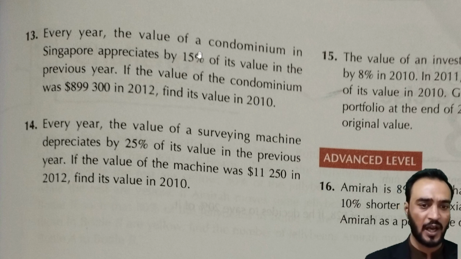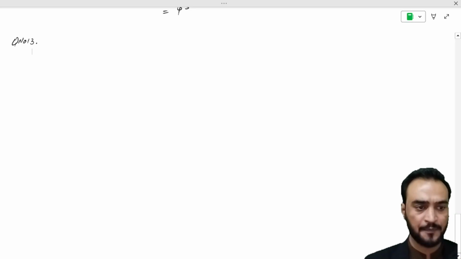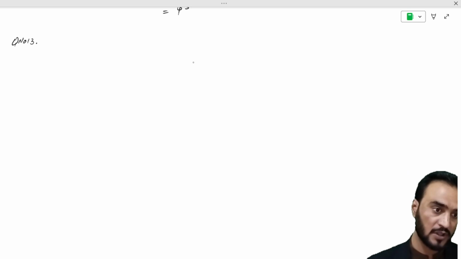So the line which is important is: every year it appreciates by 15%. So let us consider the value of the condominium in 2010. Let the value of the condominium in 2010 be X dollars.